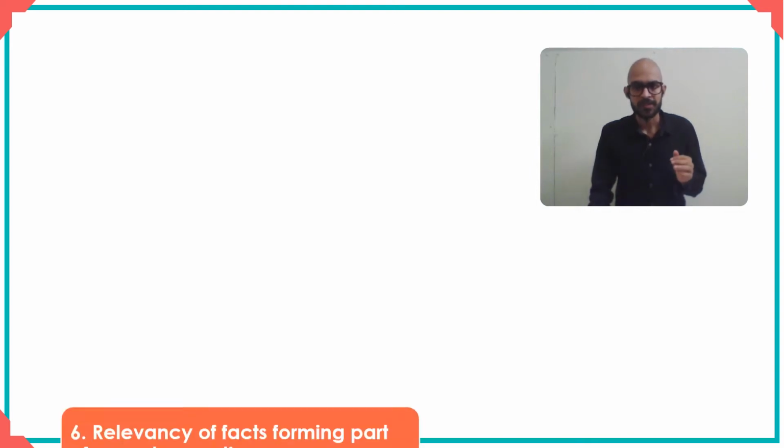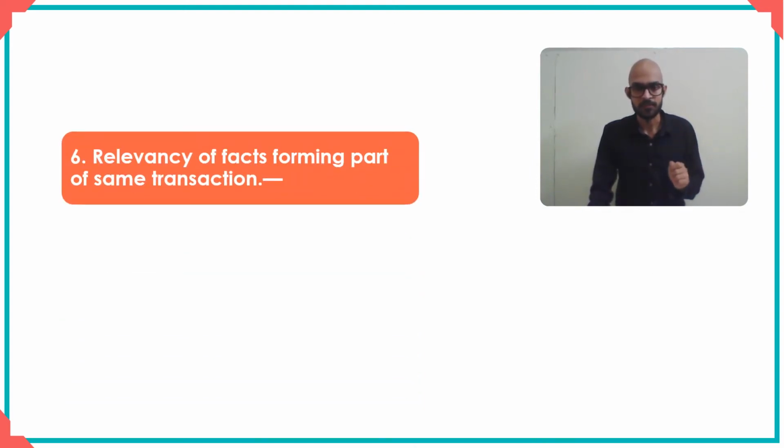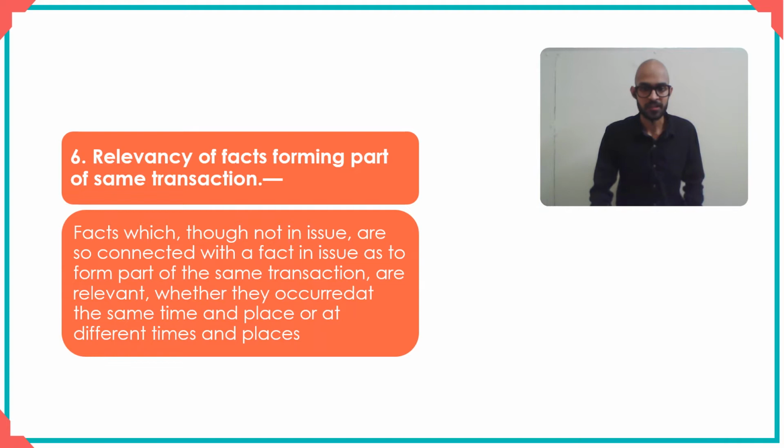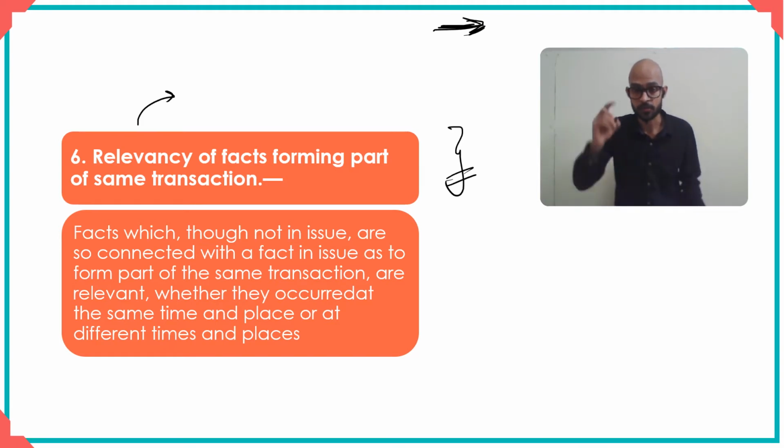Also, a quick look at section 6. You can read it by yourself. Basically, what we saw was that section 6 makes some collateral facts, right? Facts apart from the facts in issue, relevant if they form a part of the same transaction. In case you're interested in seeing the lesson on section 6, you can click on the I button here and go have a look at the top right. Anyway, make sure you pause the video and read this first.